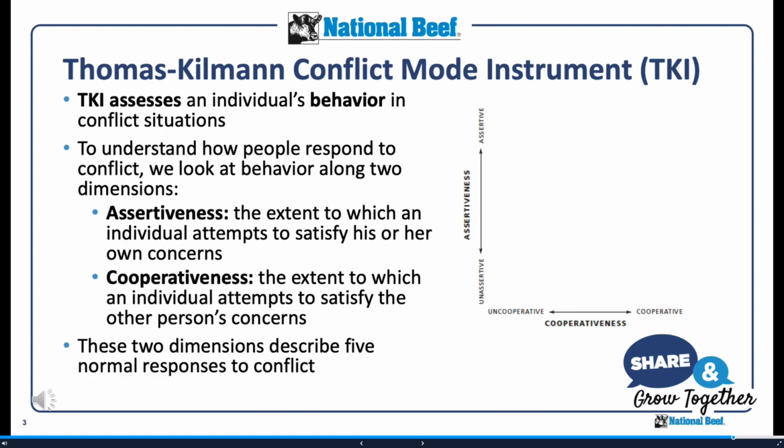We can do this by looking at behavior along 2 dimensions: assertiveness, the extent to which an individual attempts to satisfy his or her own concerns, and cooperativeness, the extent to which an individual attempts to satisfy the other person's concerns. These 2 dimensions of behavior, when put on a matrix, describe 5 normal responses to conflict.